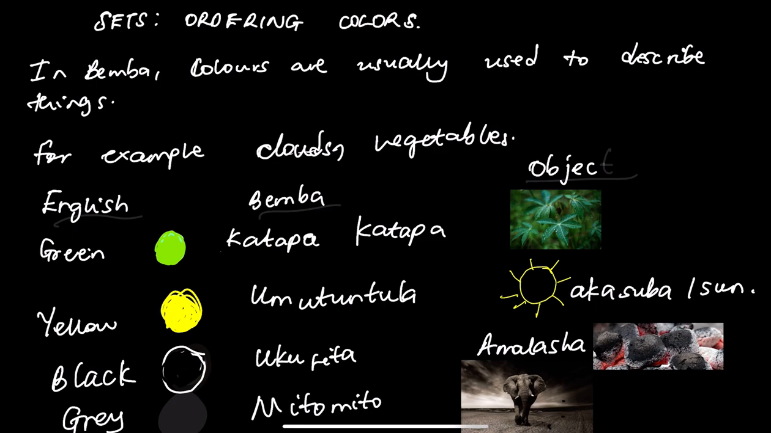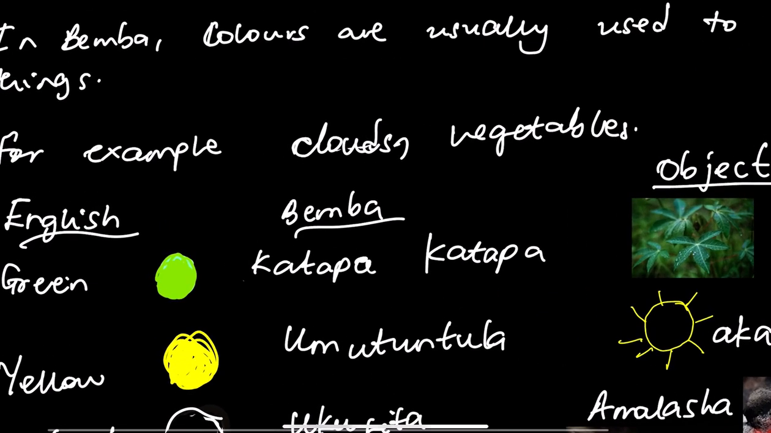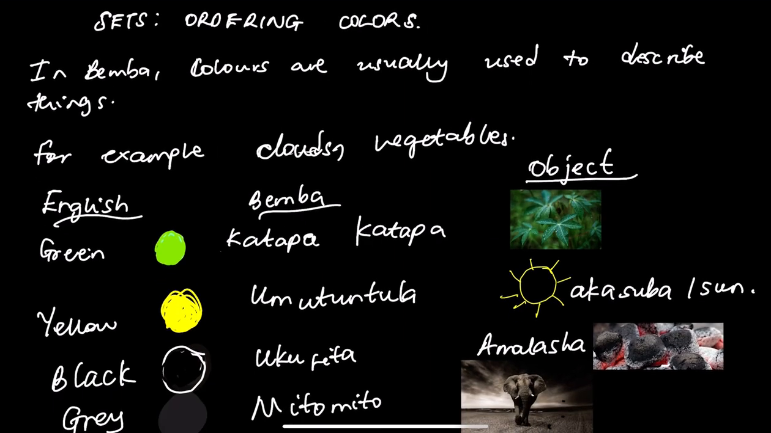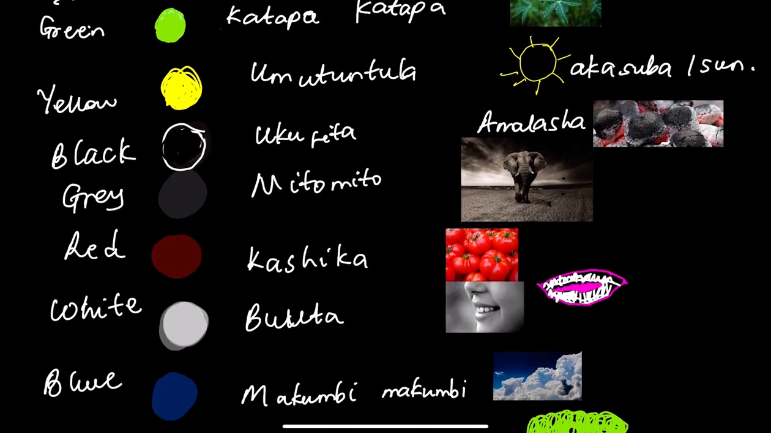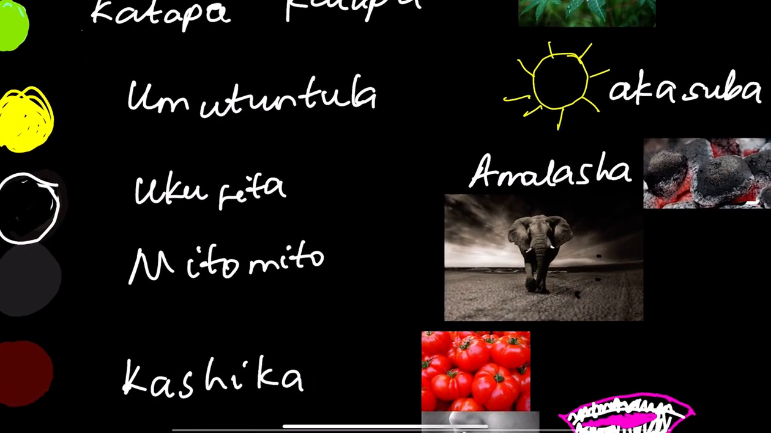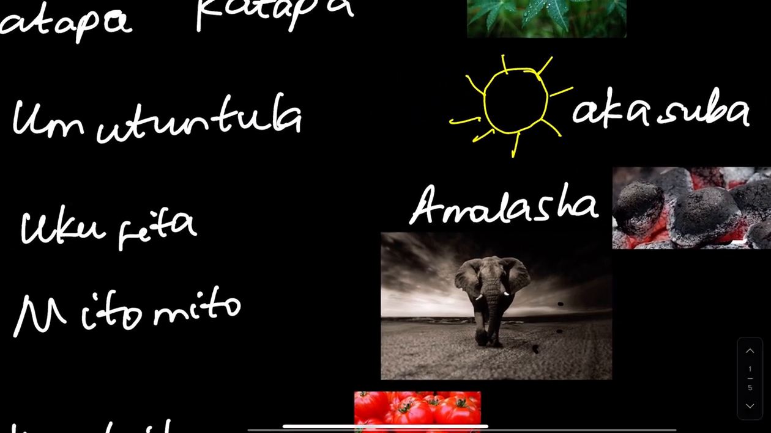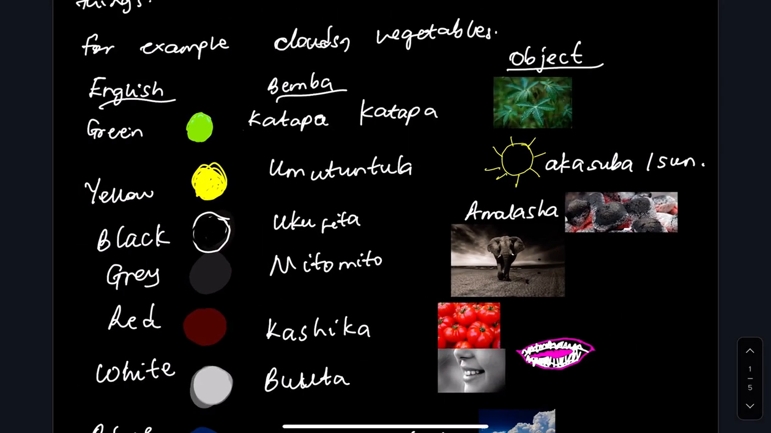Green. Green is katapa, and there's a vegetable called katapa. Yellow is umunduntula, and the sun is yellow, so akasuba. And then black is ukufita. When it's night time in Bemba, we say nakufita. That means it's dark outside. And then amalasha yalifita. That means they are black.